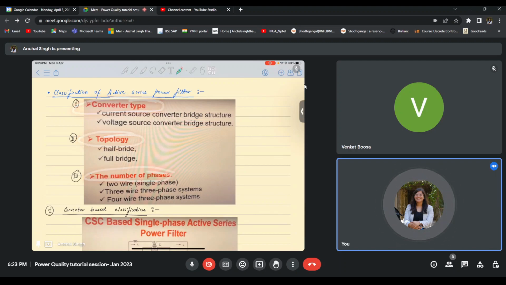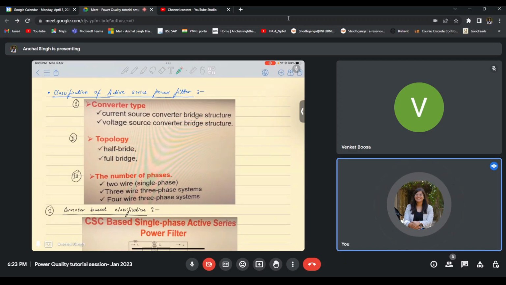Based on the type of converter, we know that there are two main types: voltage source converter and current source converter. Based on which converter I am using for which application, I can classify the active series power filter. Then another basis of classification is the topology, whether I am using a half bridge, a full bridge, a 3-leg converter or a 4-leg converter.